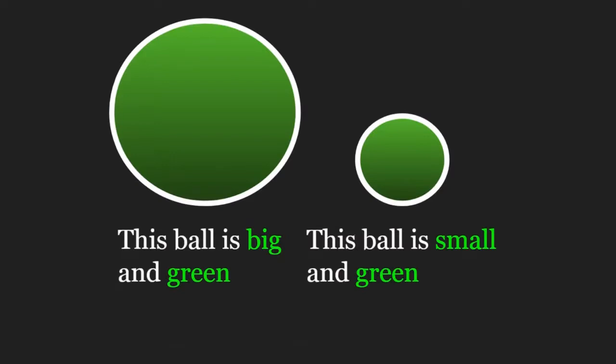Let's take a look at these two balls. The one on the left, this ball is big and green. Those are two adjectives describing the ball. The one on the right is small and green. Again, two adjectives describing the ball. What type of ball is that?